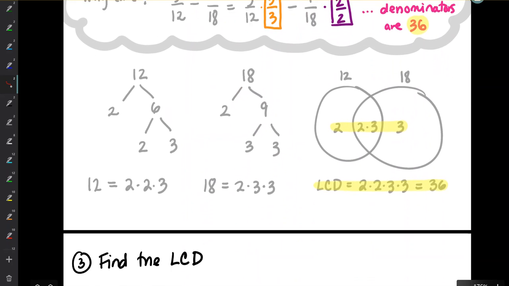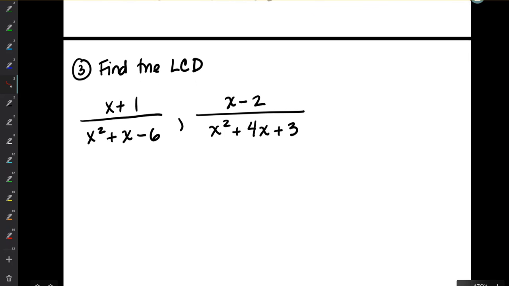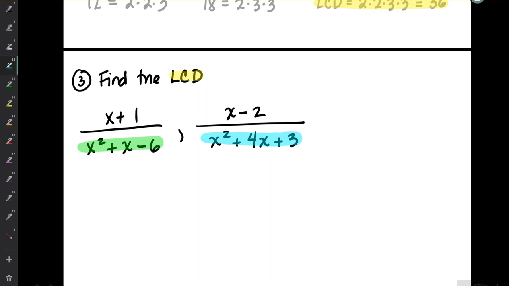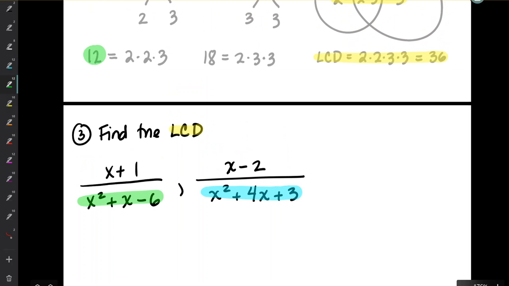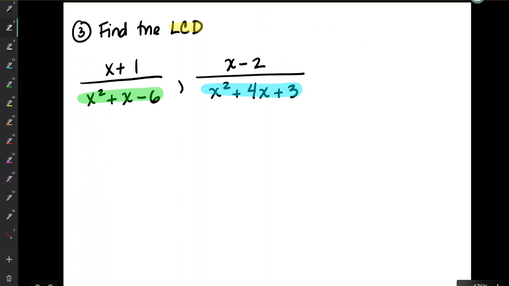Okay, so now let's go ahead and do number 3. Find the least common denominator between these two fractions. So to do that, all I need to do is look at each denominator. I don't even care what the numerators are. And I'm going to factor each denominator completely. This is like the 12 and the 18. All right? So I'm going to factor each denominator.